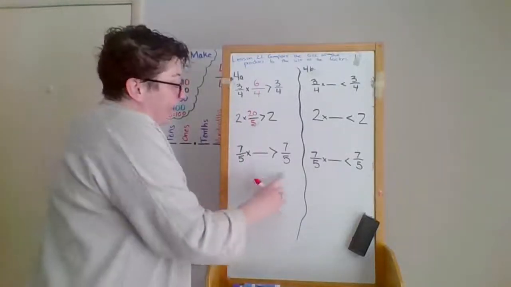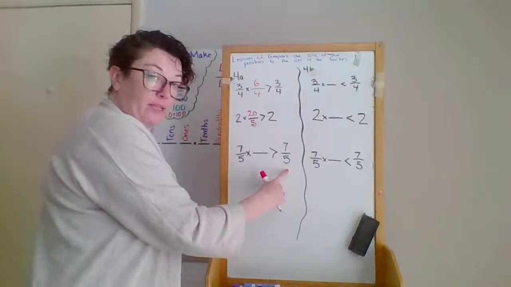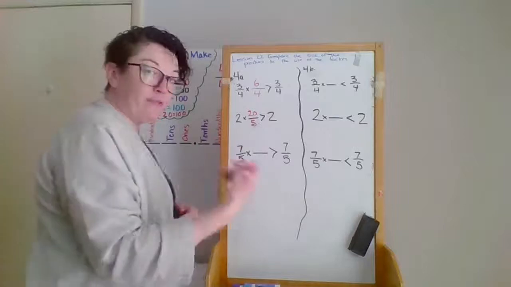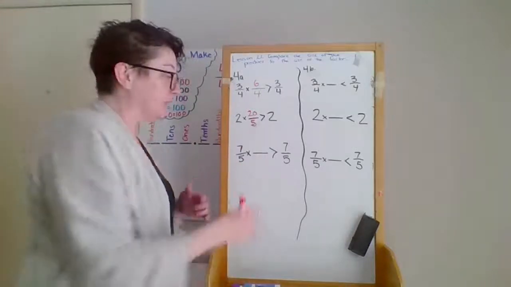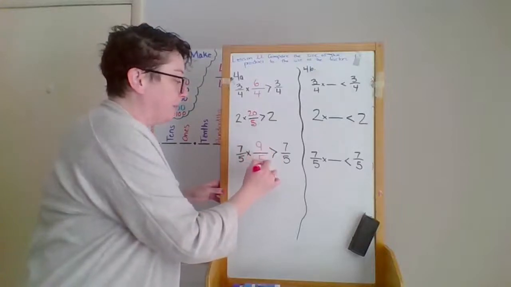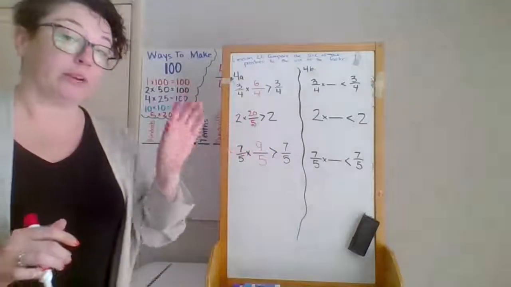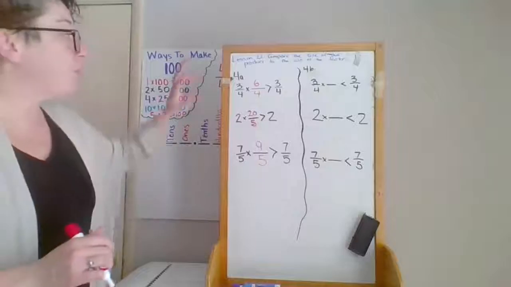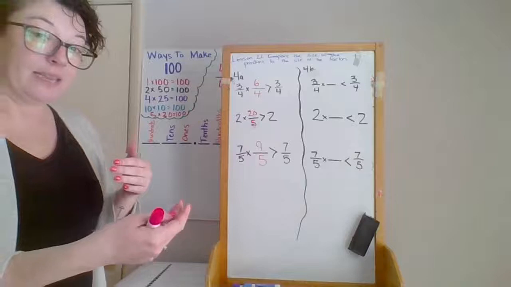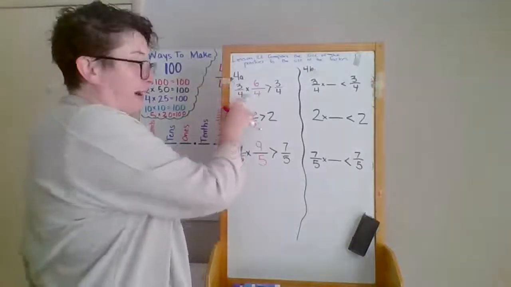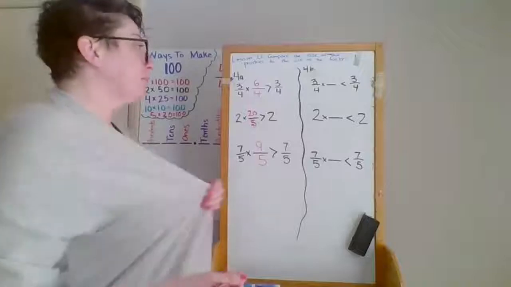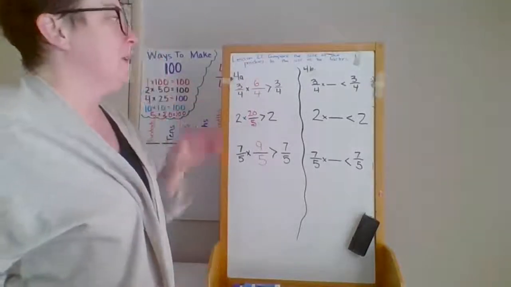Finally, for 4A, I've got 7/5 over here by itself. This side needs to be bigger. So I have to multiply 7/5 times something that has a larger numerator than denominator. Again, you can use any numbers that you want as long as the numerator is larger. Okay, so 4A, all 3 parts, we were increasing the value of our factor by multiplying by a fraction that was greater than 1. Let's go over to 4B.